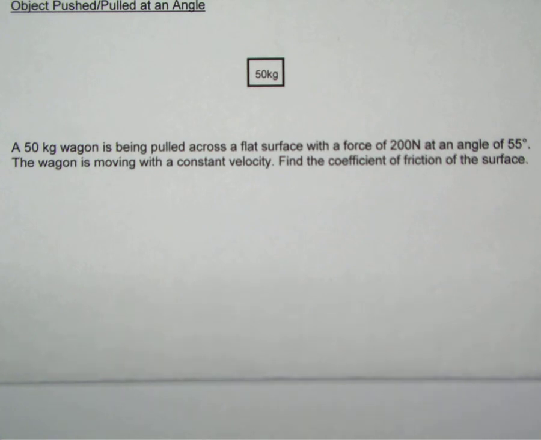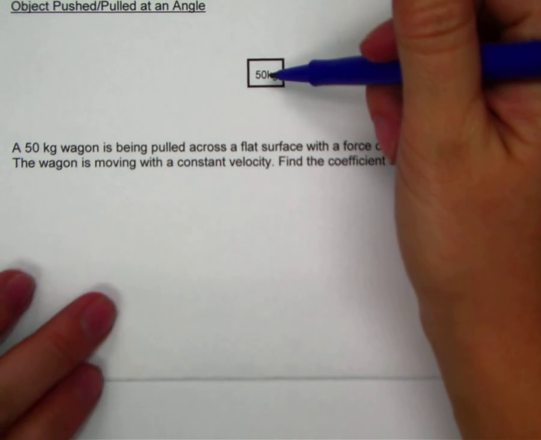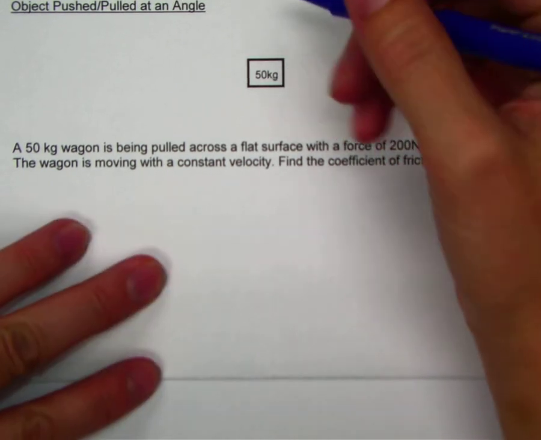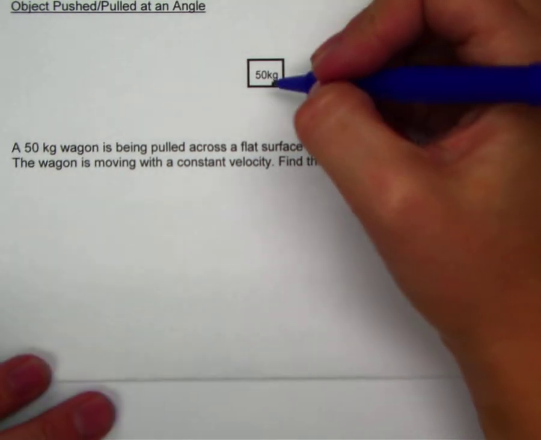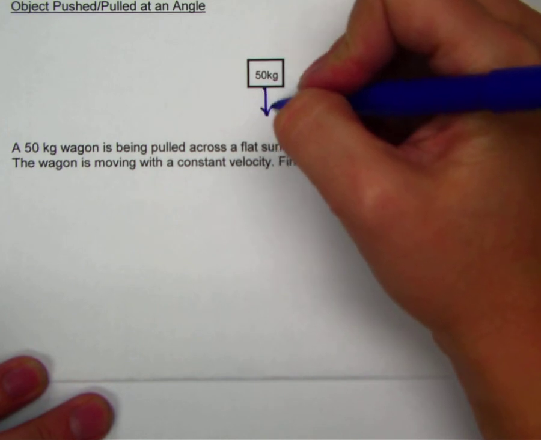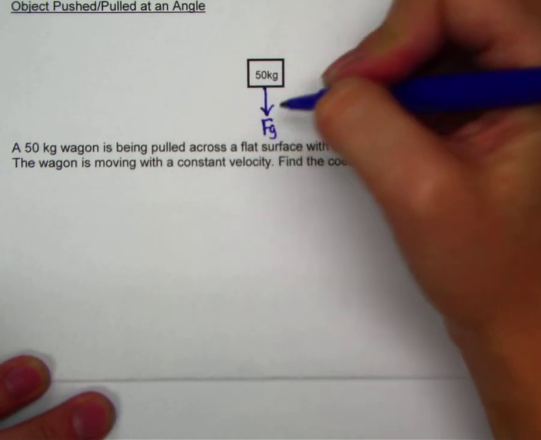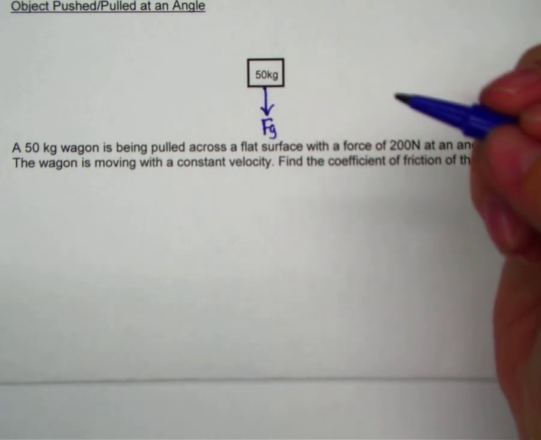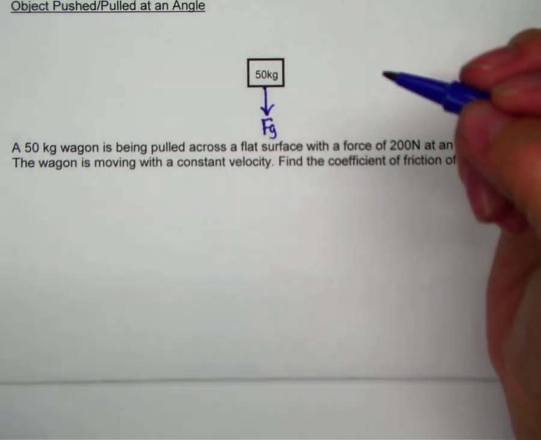So the first thing that we're going to do is put all of our forces that are acting on the object on our free body diagram. Our object, this beautiful wagon, always has gravity acting on it, and gravity is always going to act in the downward direction. So we're going to go FG. I like to label mine FG. If you want to label yours W for weight, whatever, that's cool.